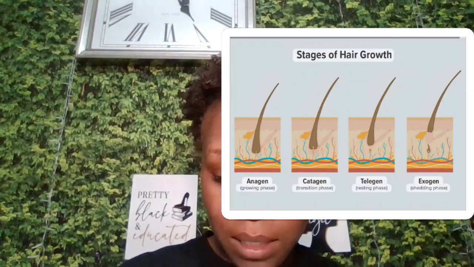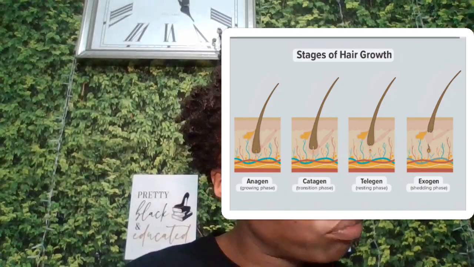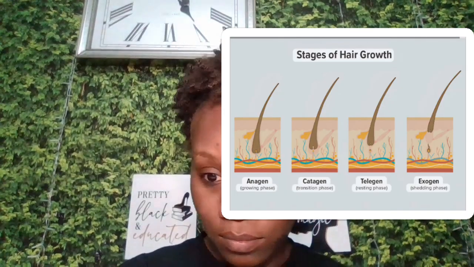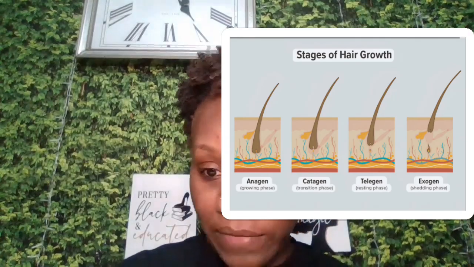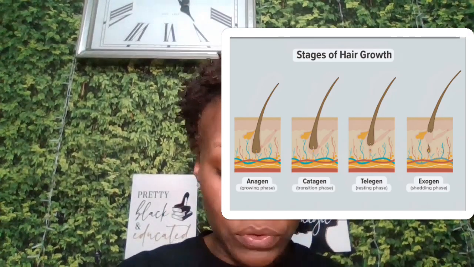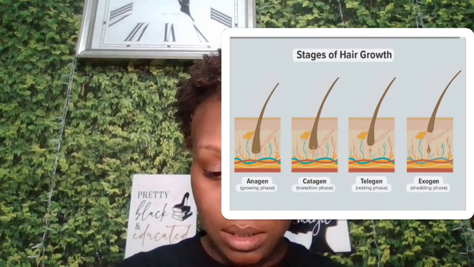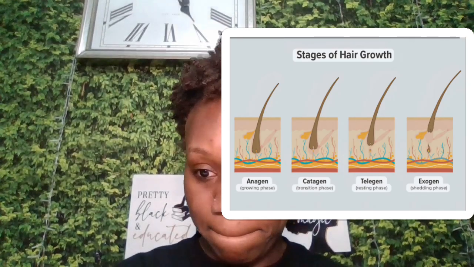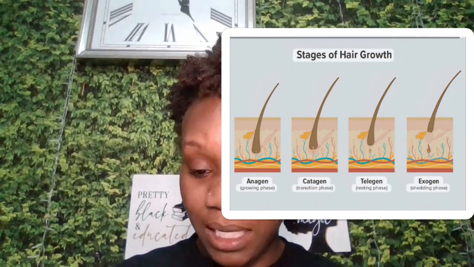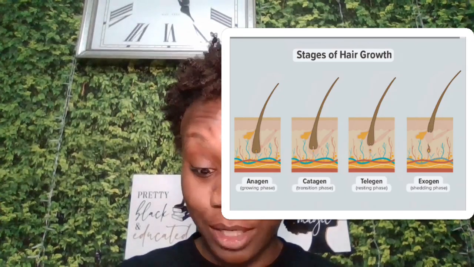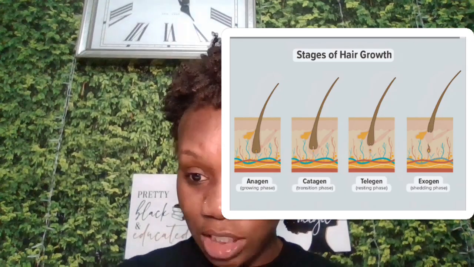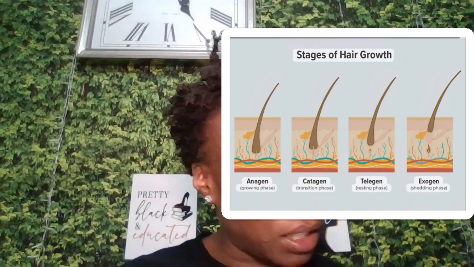So I am going to put in the chat the hair growth cycles, and then we'll discuss them as follows. So we have the anagen cycle, which is the growth phase. Y'all, I cannot type at all. So we have the anagen, which is also known as the growth phase.